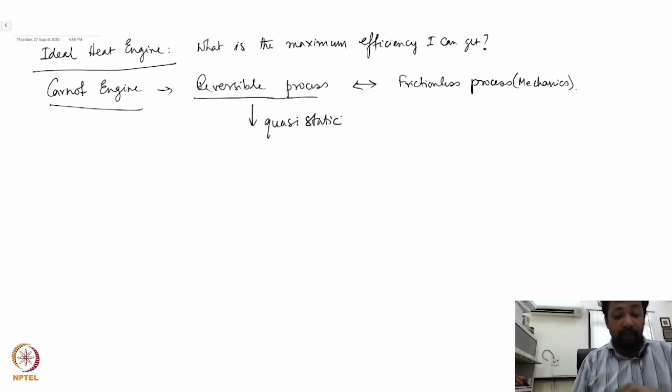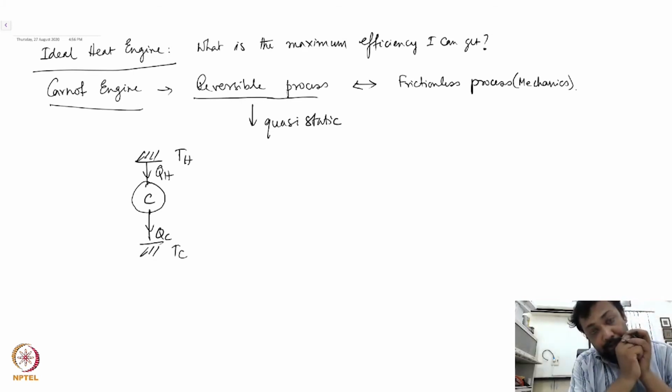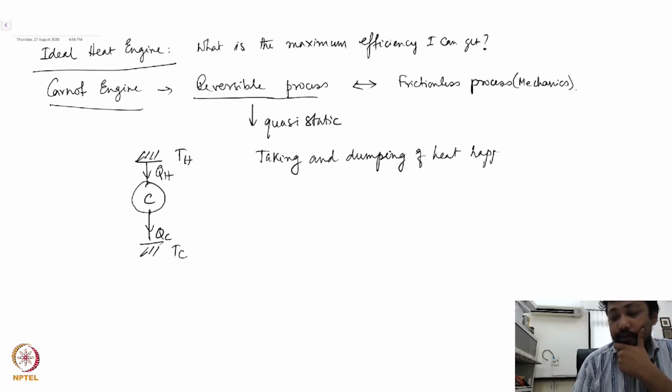Now, what is a Carnot engine? So I have a Carnot engine. It takes up a heat QH and it dumps a heat QC, and essentially in a Carnot engine, the taking up of the heat and the dumping of the heat happens at fixed temperatures.